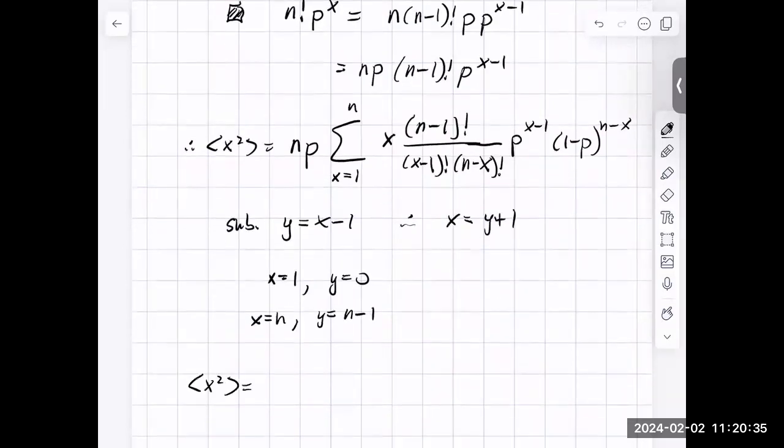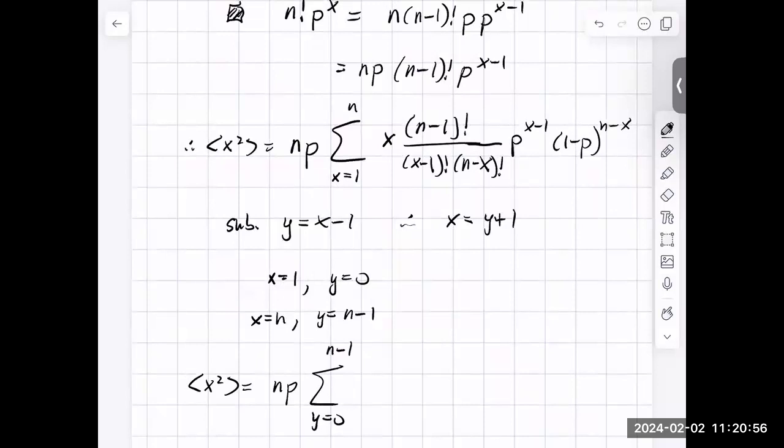The average of x squared. np doesn't change. The sum is now going to be a sum over y, and it's going to start from y equals 0 and go to n minus 1. So now here's where we're going to get a bit of a change.